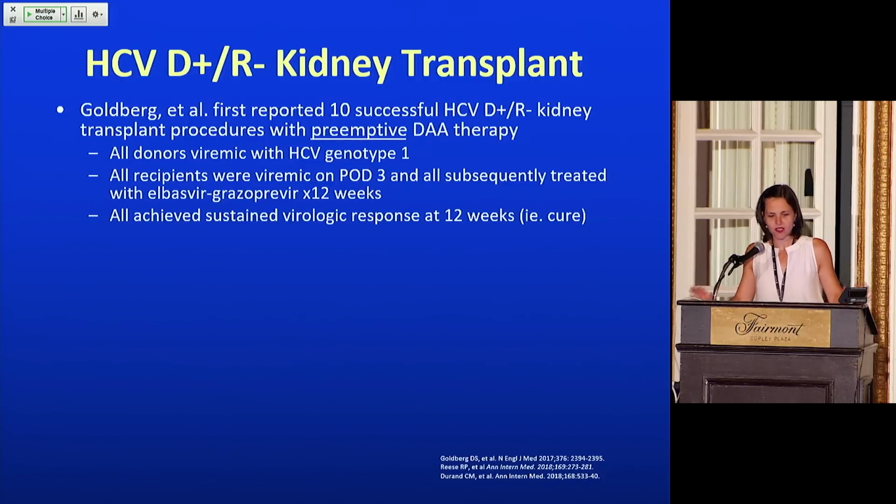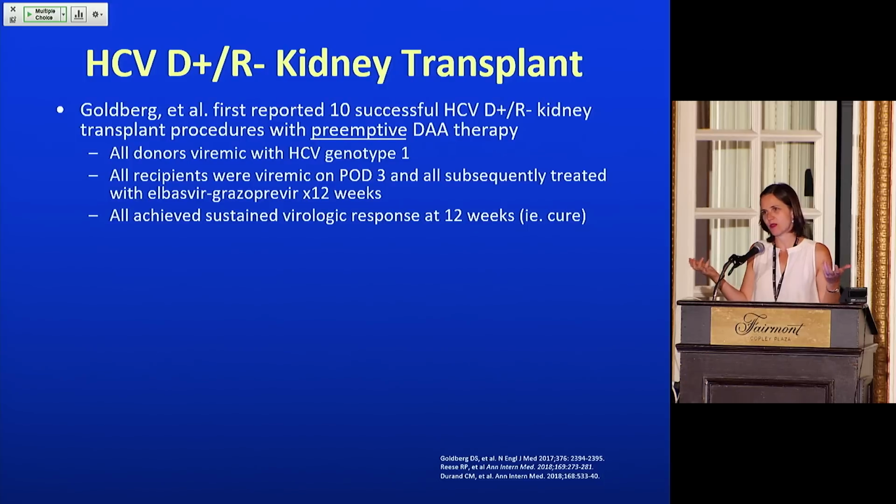So what about the D+R- scenario, where you're taking an infected kidney and putting it into somebody who's never had hep C? This was first reported from the group at University of Pennsylvania in 10 people. And what they did was they gave preemptive therapy. So they had all viremic donors with genotype 1 hepatitis C, and they gave them to the recipients and followed their hepatitis C virus load, and all of the recipients became viremic within 3 days.